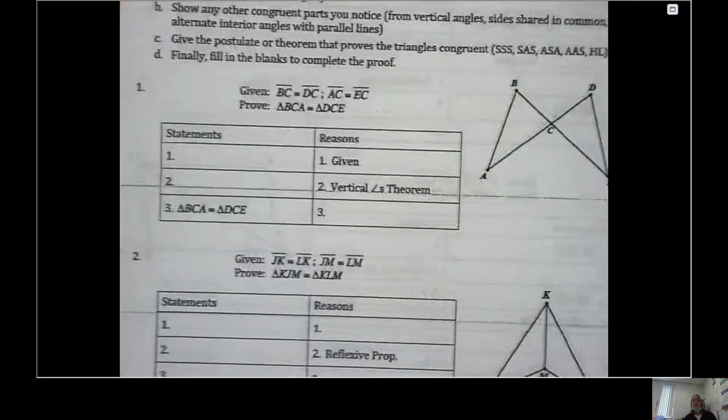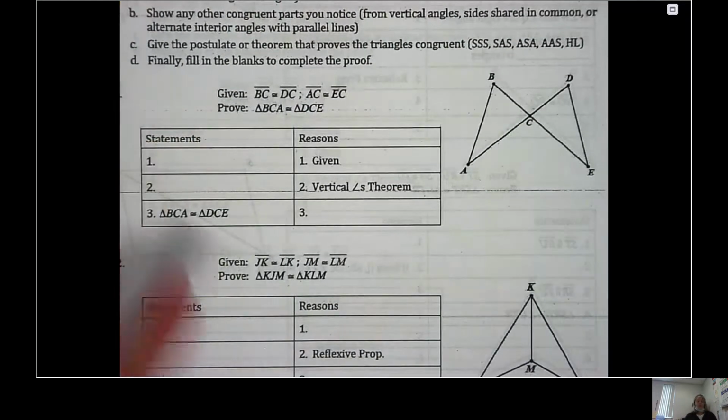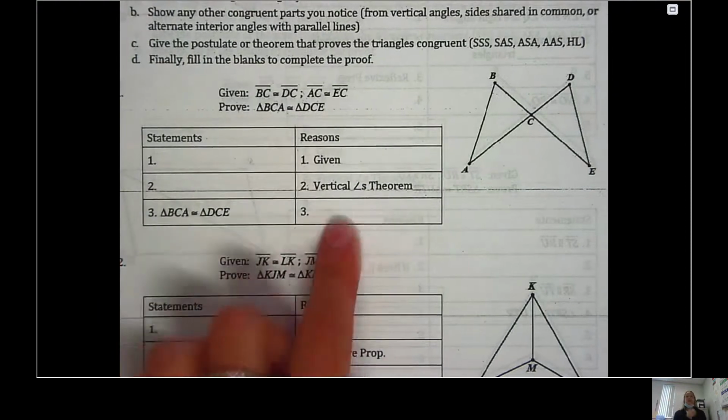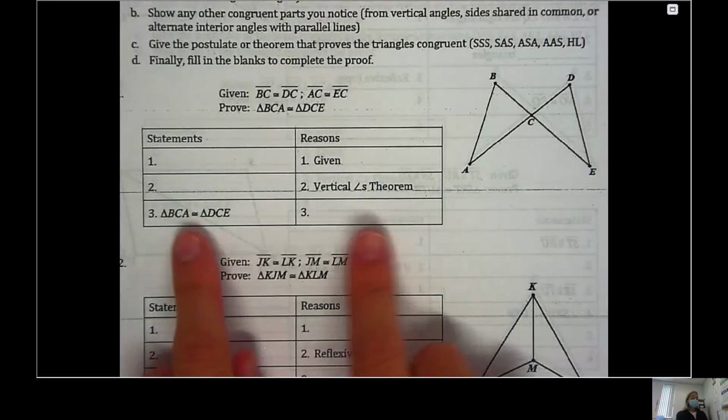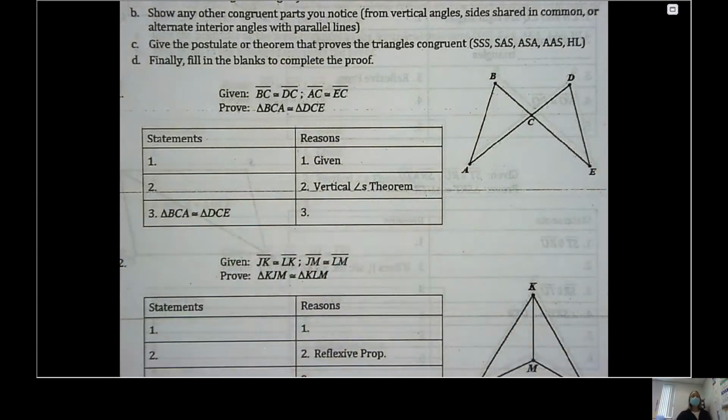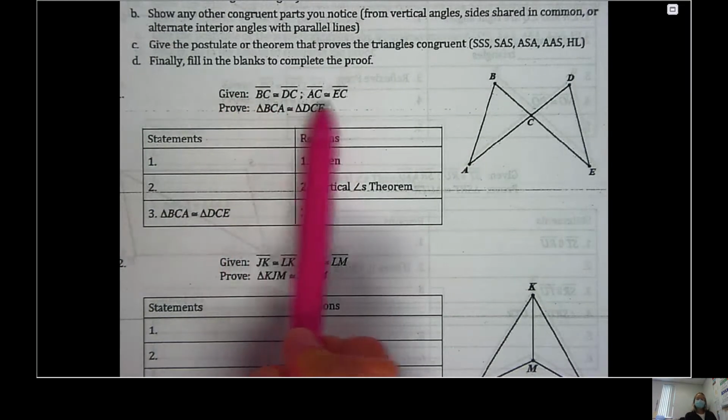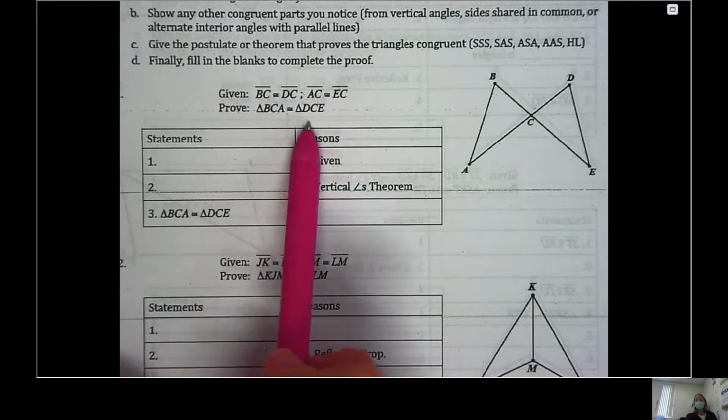So here is how a proof works. On the left side, you have your statements. That is just your sentences for each proof. On the right, you give your reason or your evidence why your statement is true. And when you're done, the final statement is what you're trying to prove. You will always be given some information to start with in your picture, and you'll always be given what to prove, which is always going to be the last thing in your proof, okay?